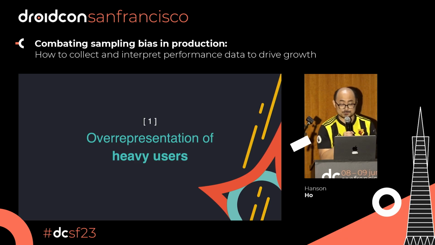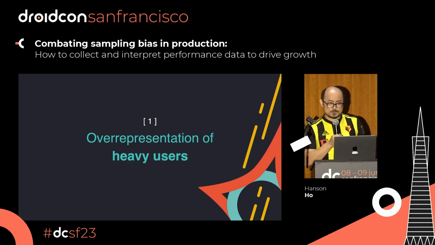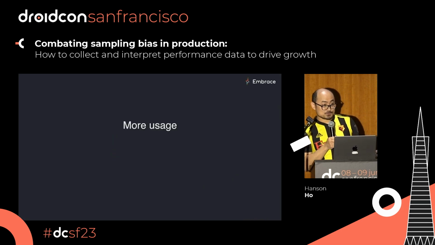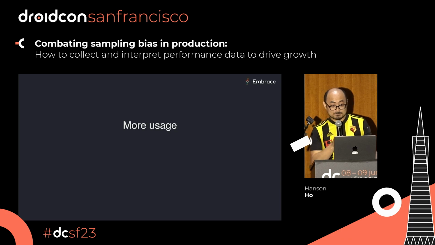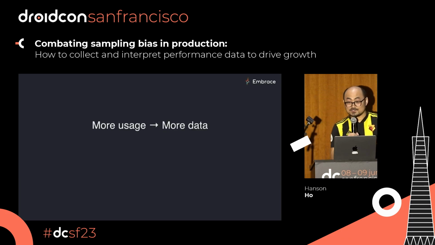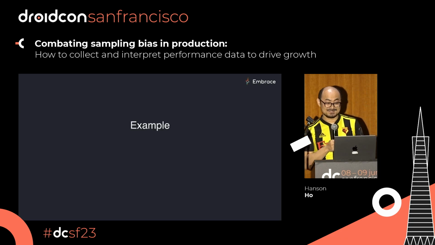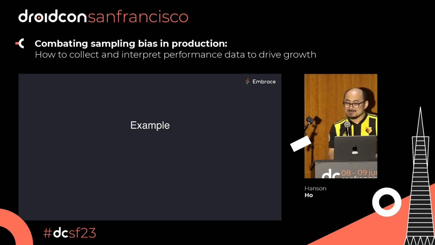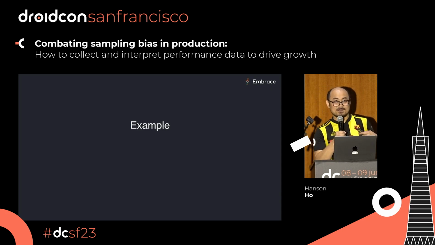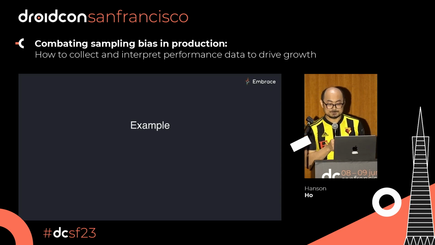Overrepresentation of heavy users is the first sampling bias I'm going to talk about. So if you work with perf data, this should be intuitive to you. If your users use your app more, they send you more data. Heavy users send more data. That's a tautology. But that can be problematic sometimes, depending on how you look at that data and what that data thinks it's telling you.